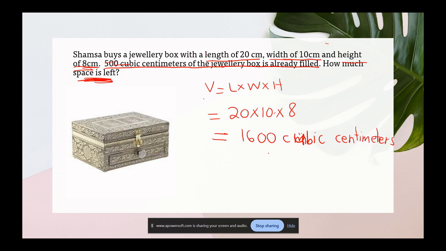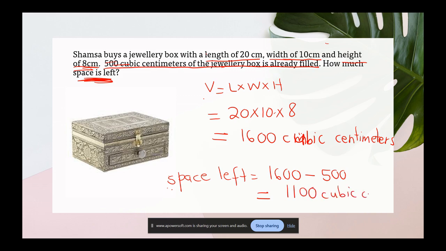But now I have 500 cubic centimeters used up. So what is the space that is left? The space left will be 1,600 cubic centimeters minus the 500 cubic centimeters. So Shamsa has 1,100 cubic centimeters left in her jewelry box.